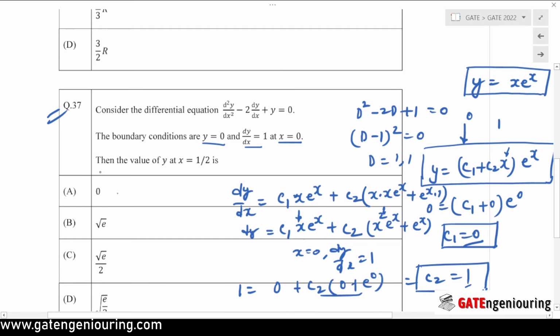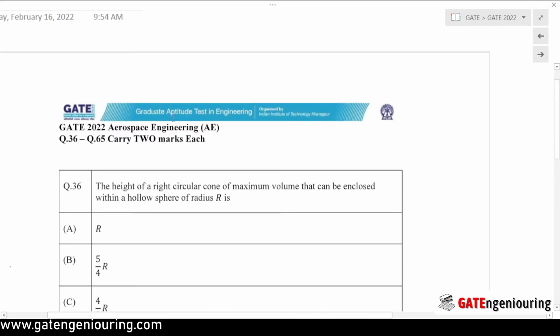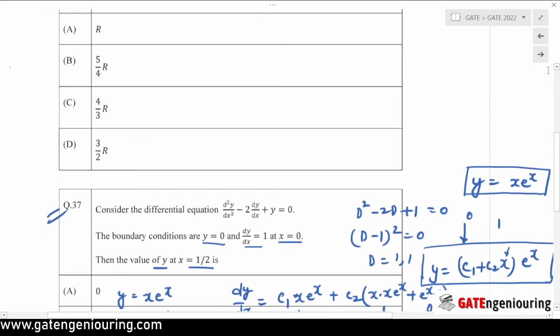And what we have to find out is the value of y at x is equal to 1 by 2. Now in this equation, y is equal to x e power x, if I put 1 by 2 instead of x, you will see that root e by 2 is the answer, which is the option C. Okay, so this is question 37 of this.